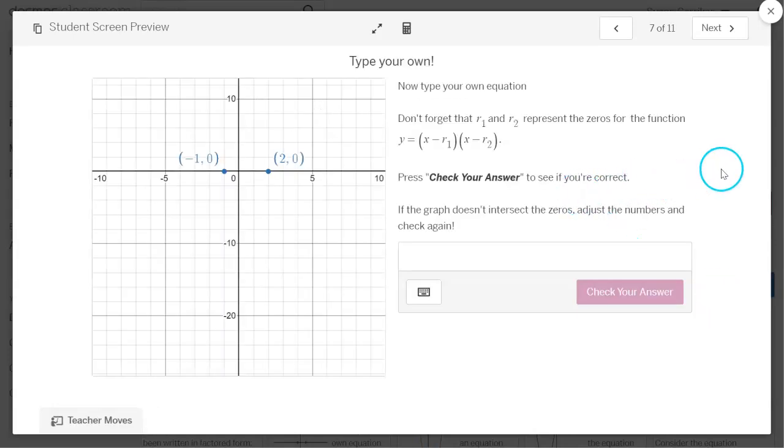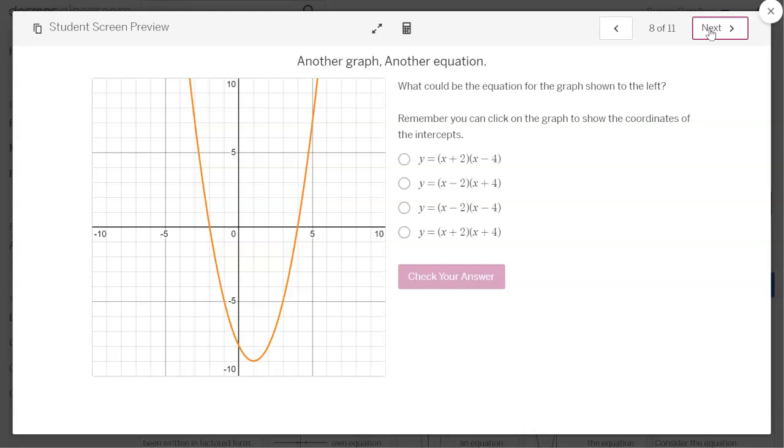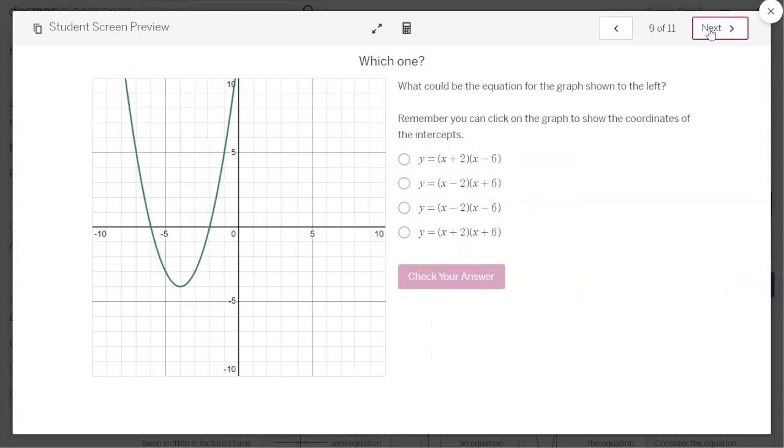On the next screen, we're doing this again. The R1 and the R2 are the zeros for the function, so they're typing their own with that knowledge now. They shouldn't really do anything differently. And then here, again, multiple choice. They will get feedback. So they're practicing over and over, but in slightly different formats. And then one more.